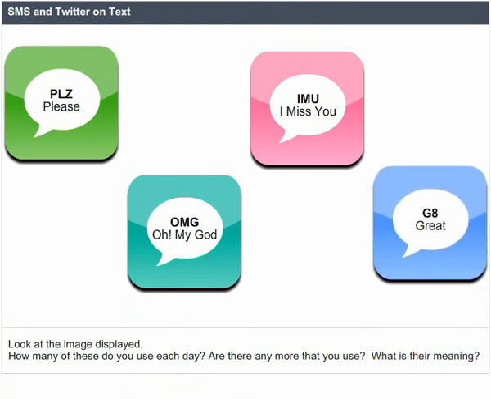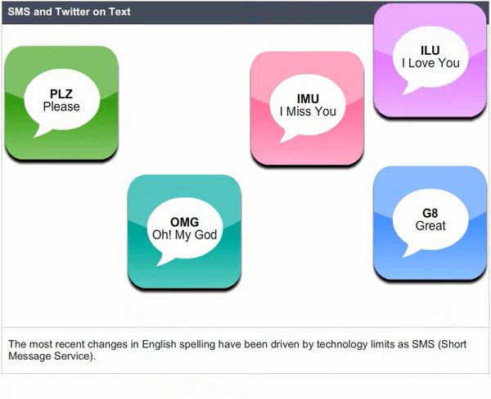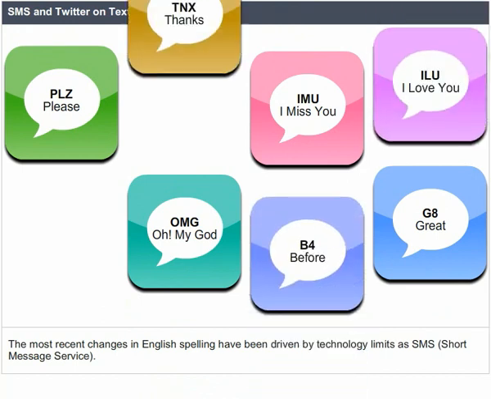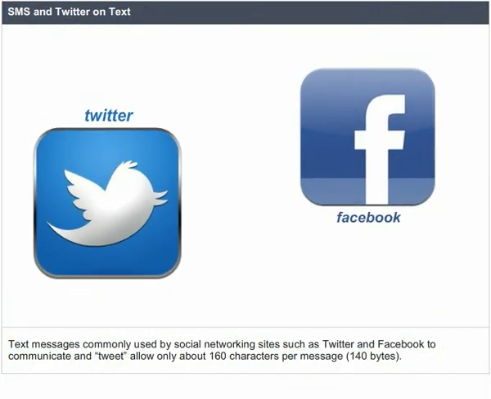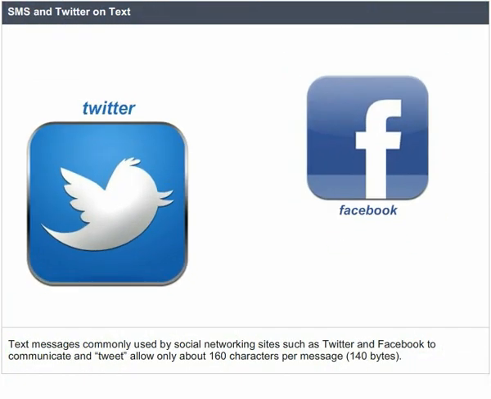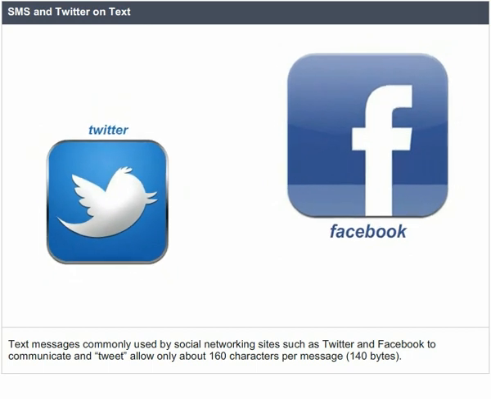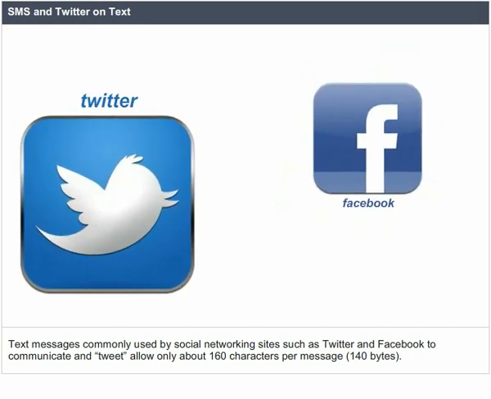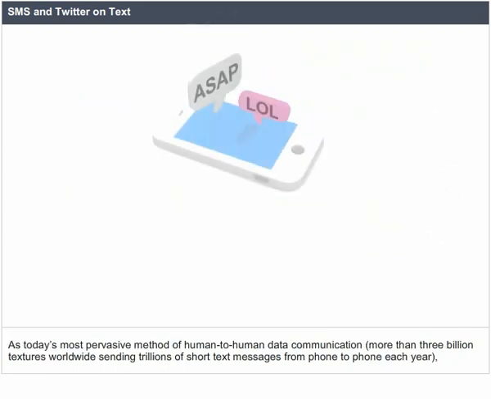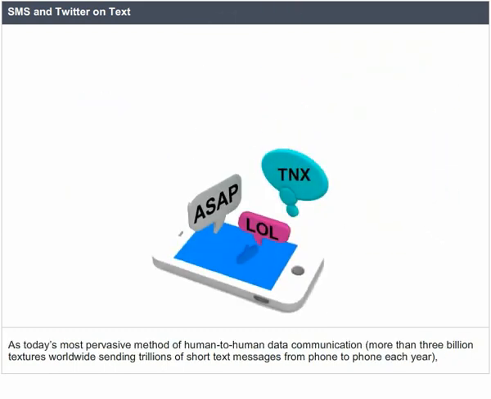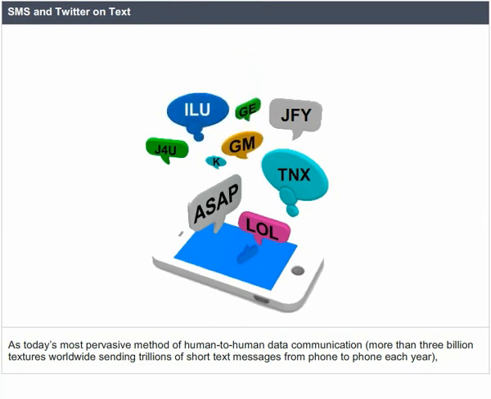What is their meaning? The most recent changes in English spelling have been driven by technology limits, as SMS text messages, commonly used by social networking sites such as Twitter and Facebook to communicate and tweet, allow only about 160 characters per message, 140 bytes. As today's most pervasive method of human-to-human data communication, there are more than 3 billion texters worldwide sending trillions of short text messages from phone to phone each year.